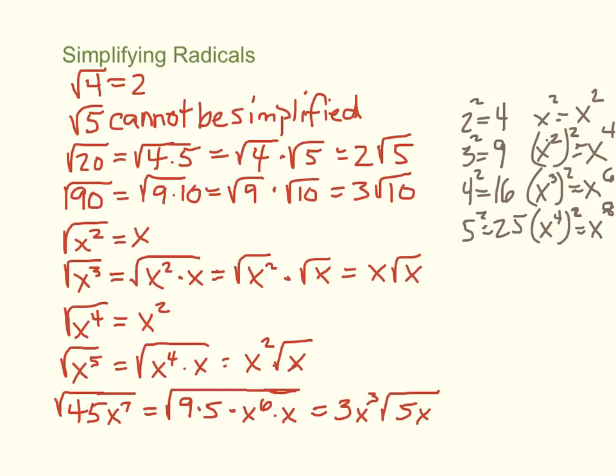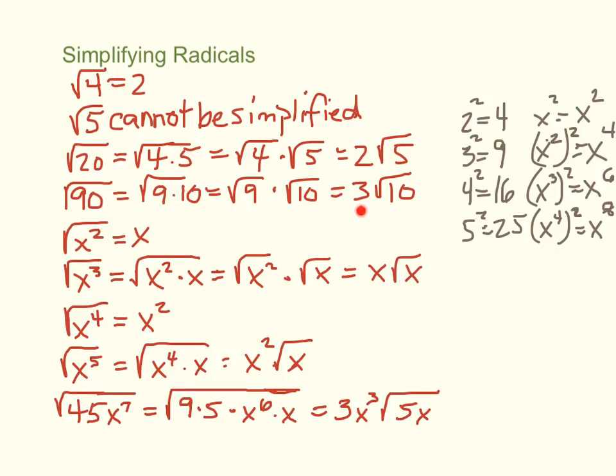In a similar fashion, the square root of 90. 25 doesn't go into it, neither does 36 or 49 or some of those others, and 16 doesn't go in evenly. 9 is actually the largest perfect square that divides evenly into 90. So I broke it down into the square root of 9 times 10. Of course, 9 times 10 is 90, which then breaks down into the square root of 9 times the square root of 10. I take the square root of 9, and that's 3.